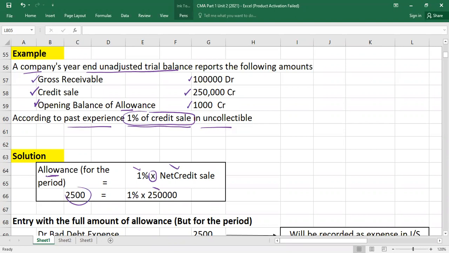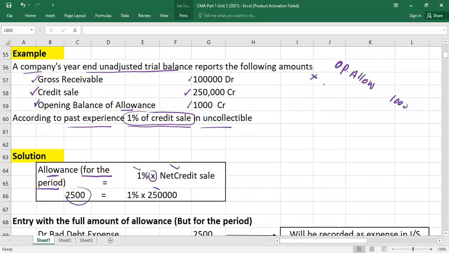And under the income statement approach, this allowance will be treated as allowance for the period. What will it be treated as? Allowance for the period. When you apply a percentage on credit sale, it is equal to allowance for the period. Done? Great. Now we have to complete the equation. What's the equation? We have to take the opening balance of allowance, which is 1,000 given in the question.